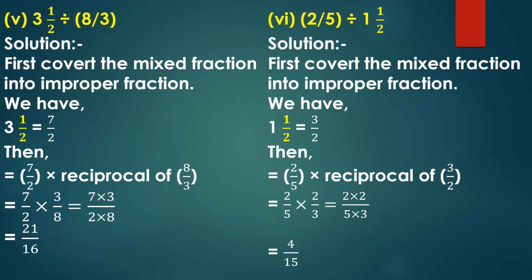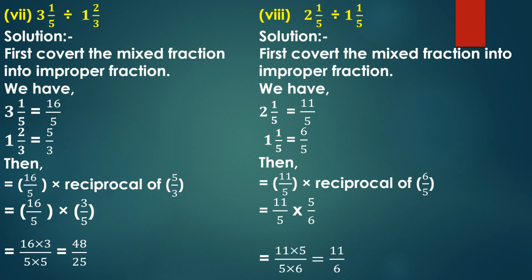The next one, 2 by 5 divided by 1 by 2. So first let us convert the mixed fraction into an improper fraction. 1 by 2 equals 3 by 2. Then 2 by 5 into the reciprocal of 3 by 2, which is equal to 2 by 5 into 2 by 3, equals 2 2s are 4, 5 3s are 15. Therefore 4 by 15 is the answer for the question.